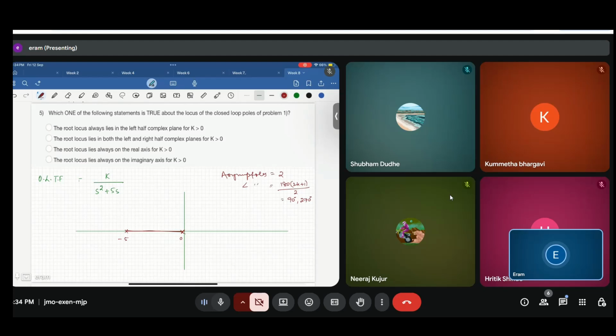And now from here you can guess that you will start from these open loop poles and then break away by an angle of 90 degrees and 270 degrees to infinity, because you have no open loop zero, so you will go to infinity this way as you increase k. Then which option is correct?